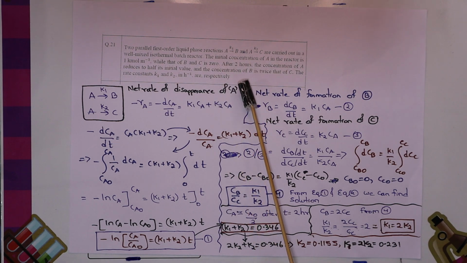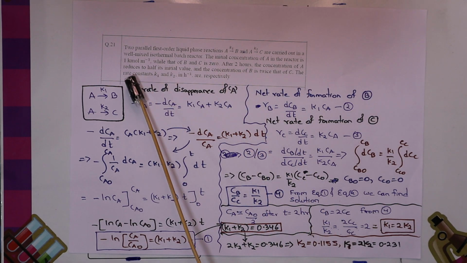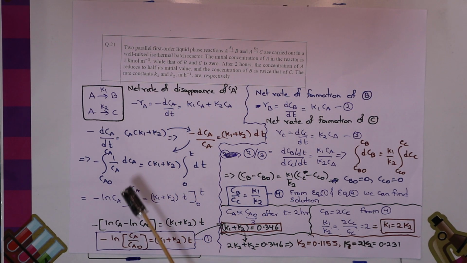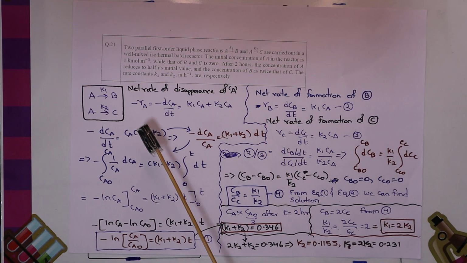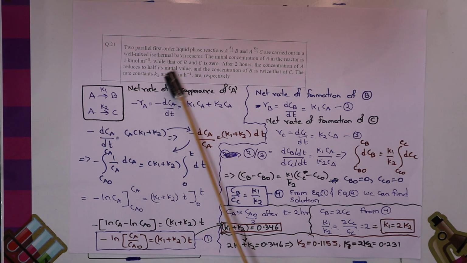After 2 hours, with the reaction happening in a batch reactor, the concentration of A reduces to half of its initial value. Okay, and the concentration of B has become twice that of C. We have to find out the rate constants, K1 and K2 respectively. What we are supposed to find out here are the rate constant values, that is K1 and K2.